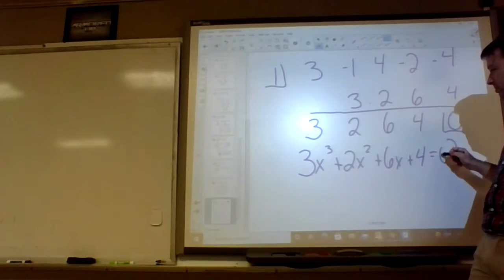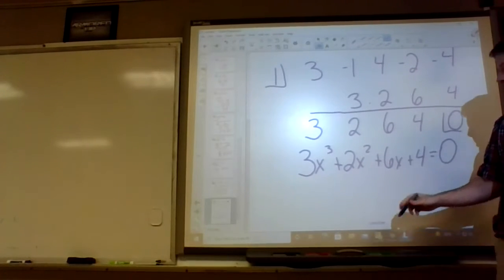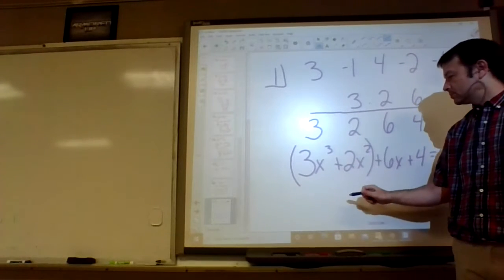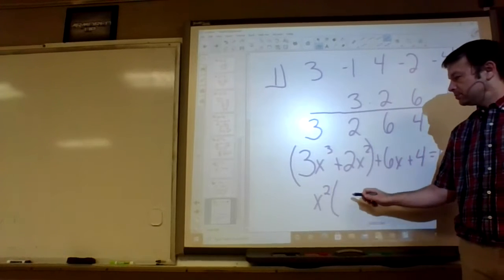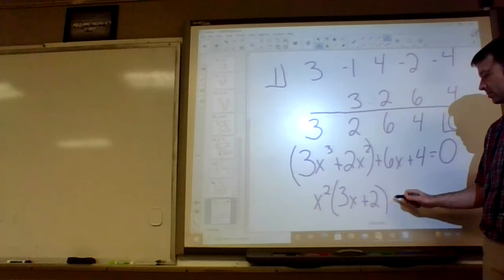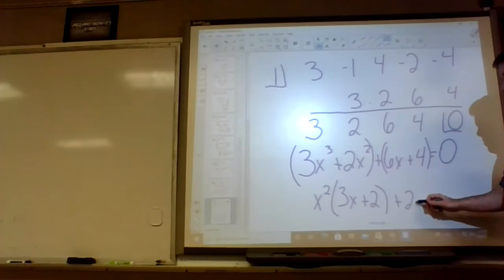So that has 4 terms, so we can solve that by grouping. So what do I take out of these two? You take out X squared. X squared, I heard you say. Plus, what do I take out of these two? 2.